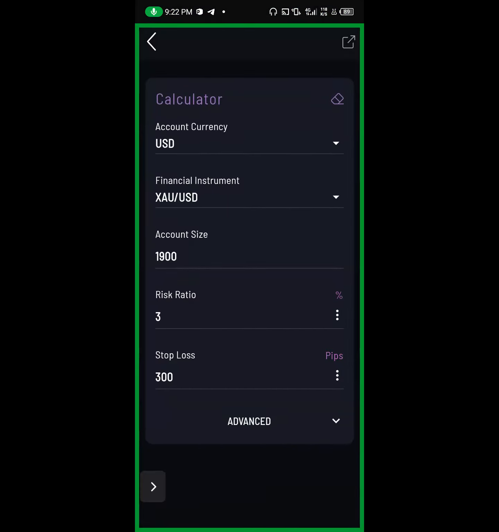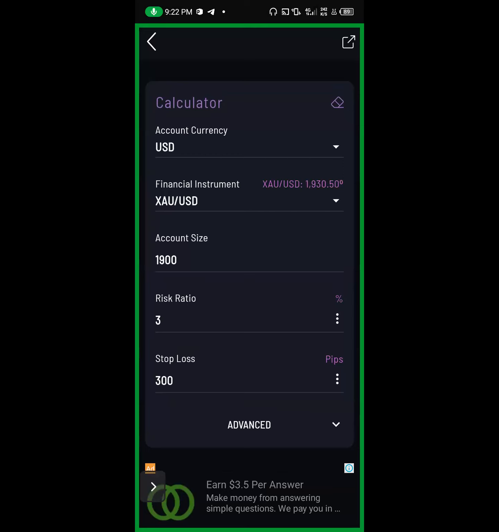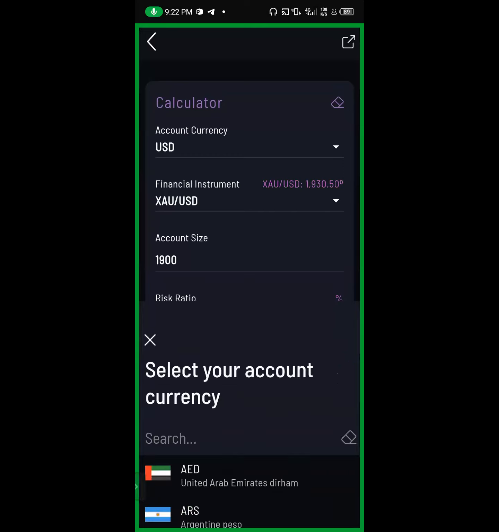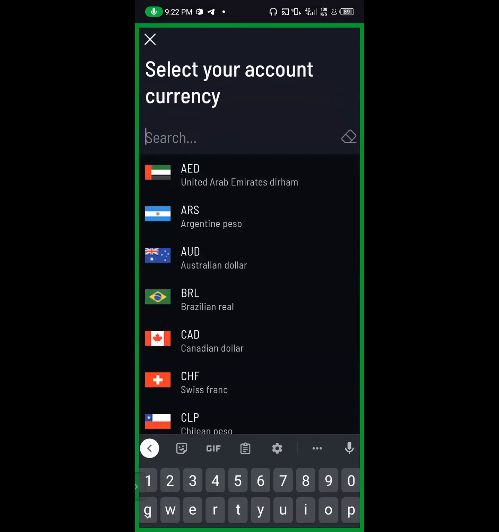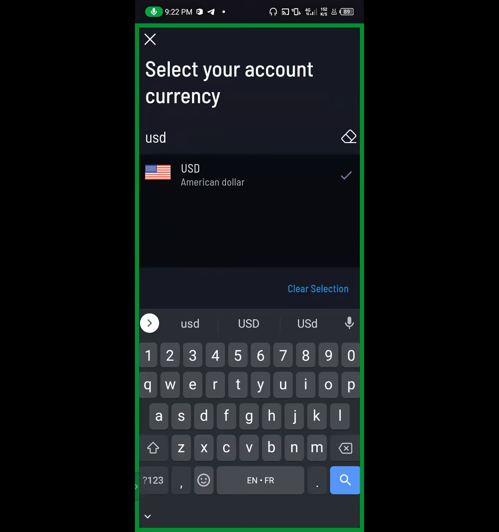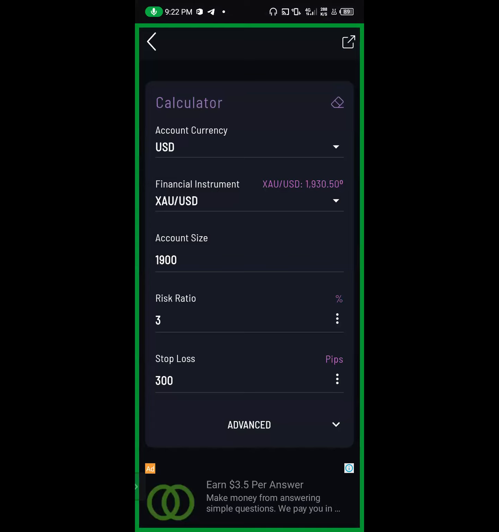I think the default currency is USD, but in case yours is not USD, you come to the account currency, type USD, click on it when it comes up, and it comes in. Whichever instrument you want to trade, it works for all instruments, including currencies or metals. This is a metal, gold versus USD. XAU is gold.